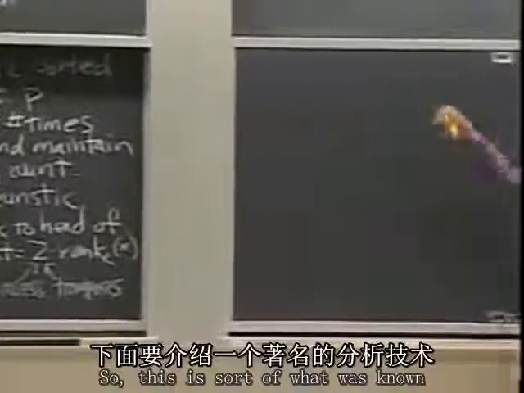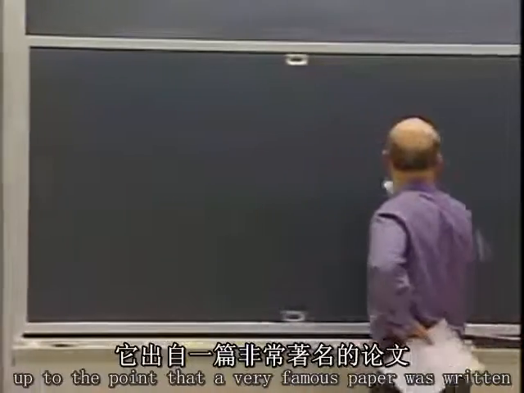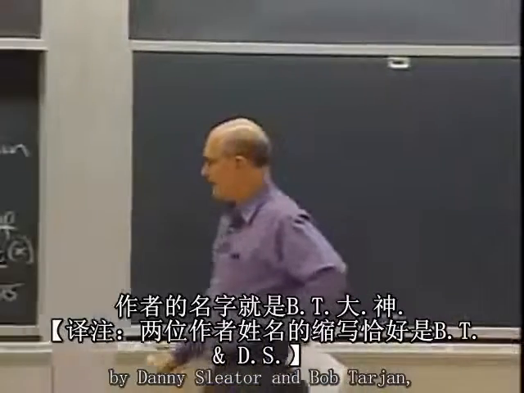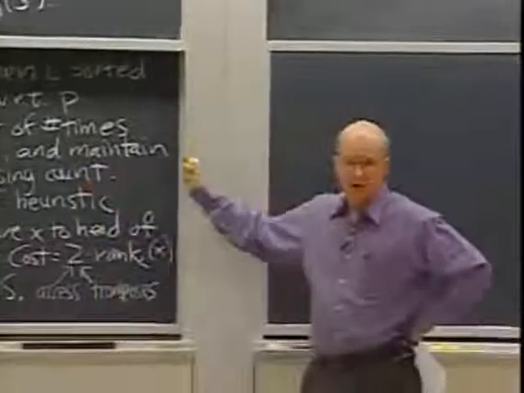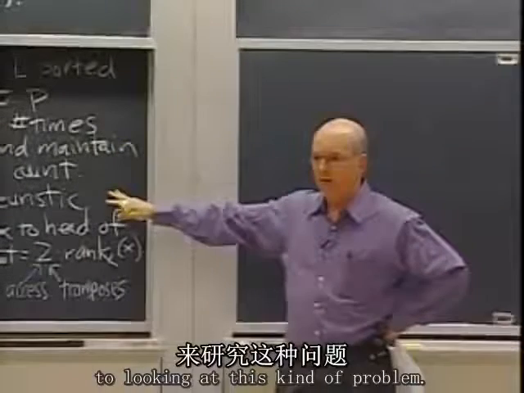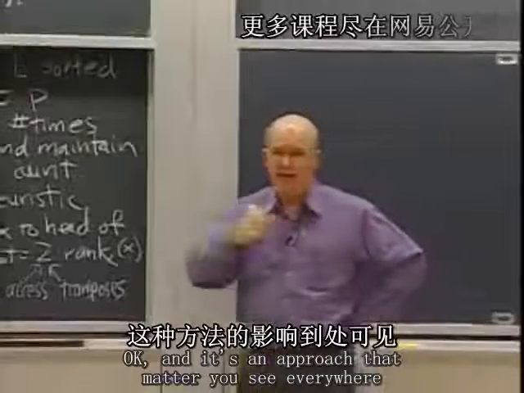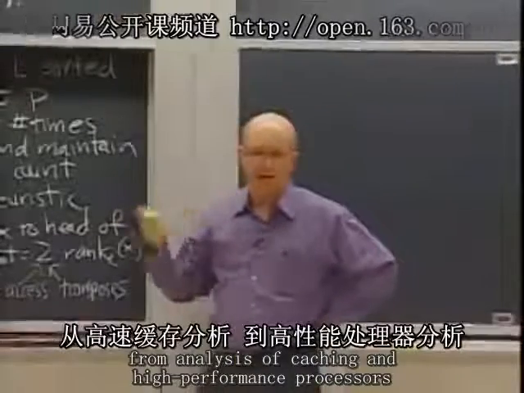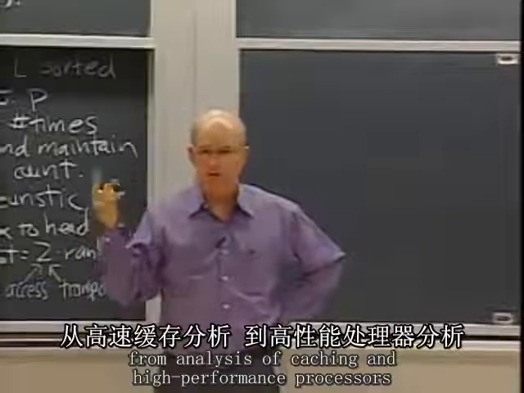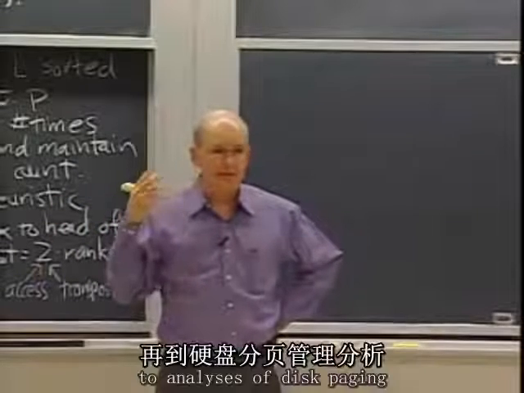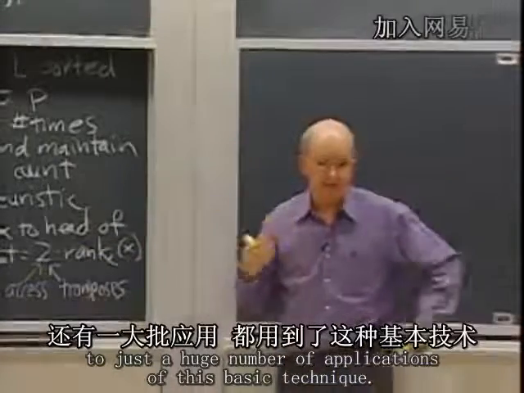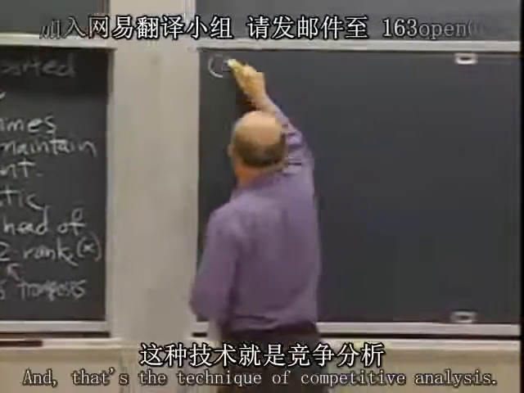So this is sort of what was known up to the point that a very famous paper was written by Danny Sleator and Bob Tarjan, where they took a totally different approach to looking at this kind of problem. Okay, and it's an approach that now you see everywhere, from analysis of caching in high-performance processors, to analyses of disk paging, to just a huge number of applications of this basic technique. And that's the technique of competitive analysis.